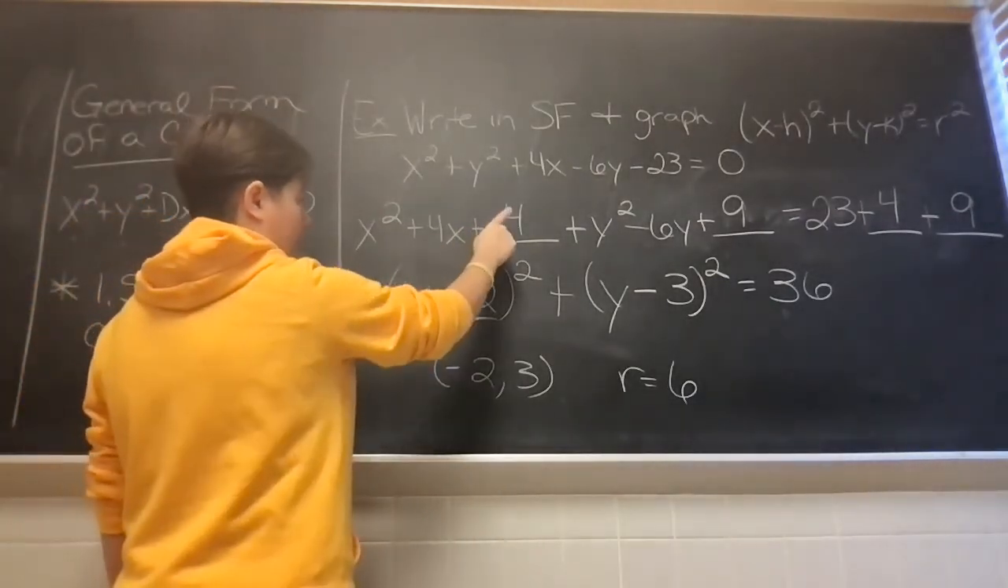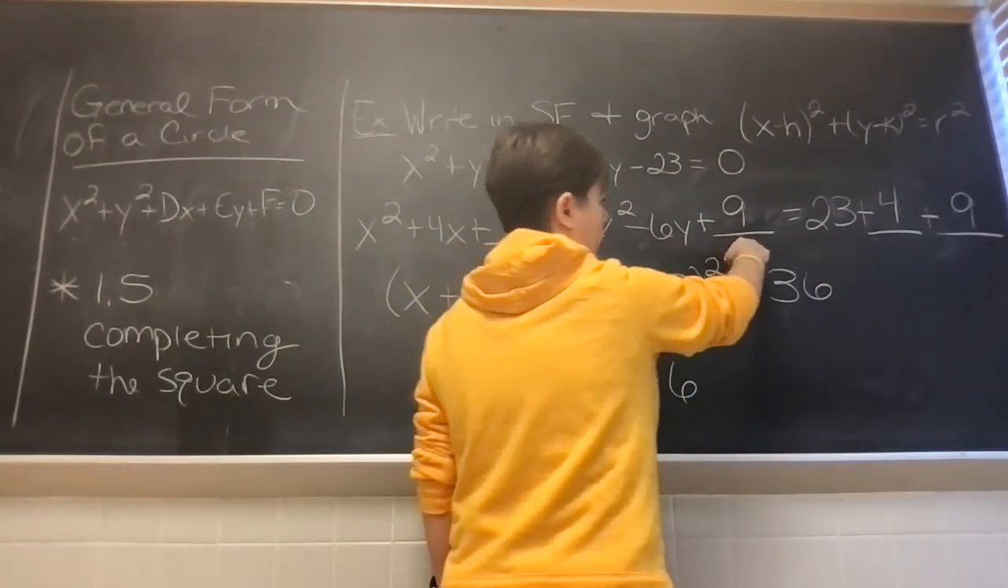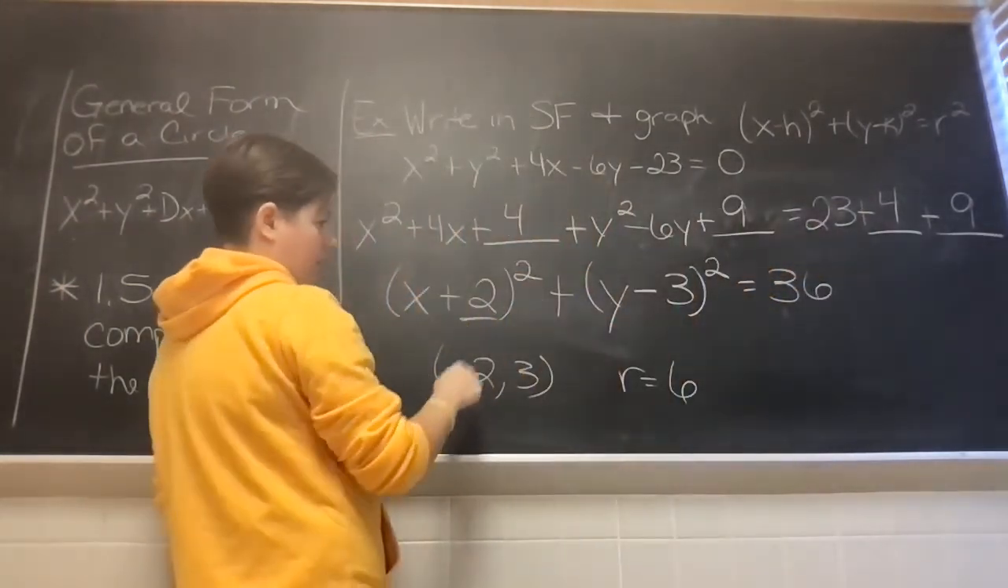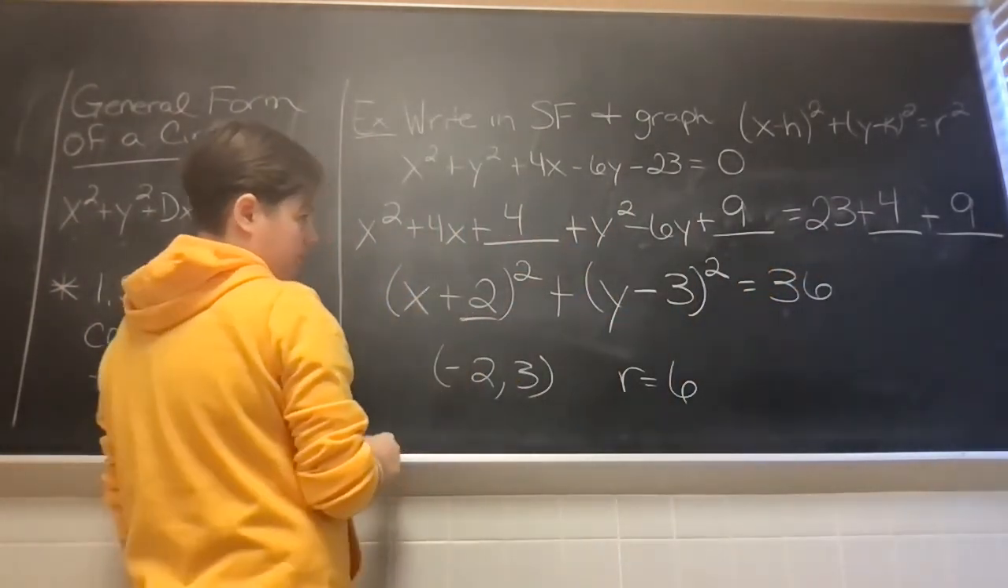Half of b, square it, add it here and here. Half of b, square it, add it here and here. Then when you write them as perfect squares, this is just your half of b.